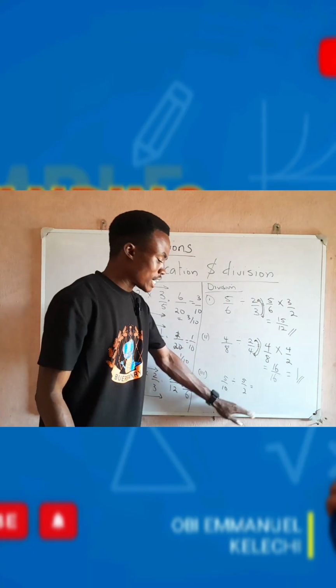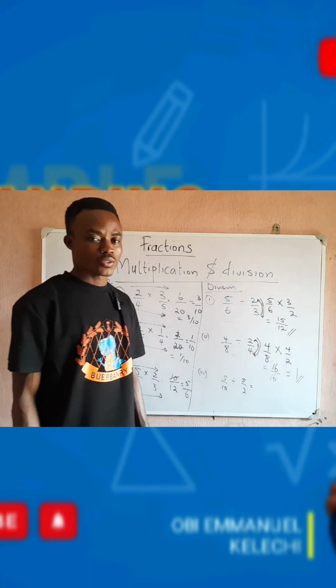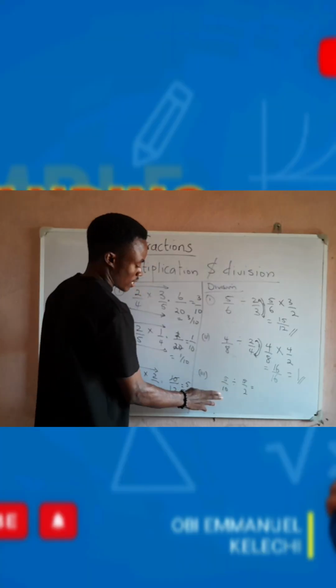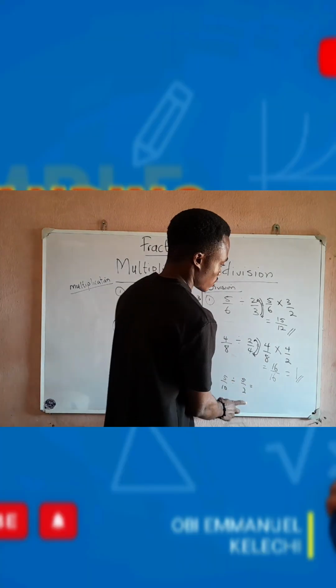I want you to try this in the comment section. I want you to divide 5 over 10 divided by 5 over 2.